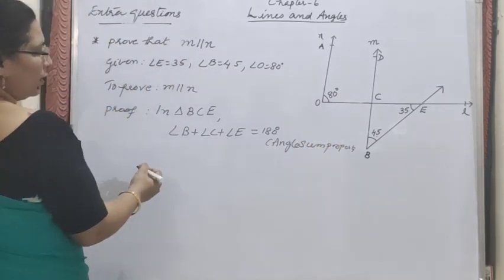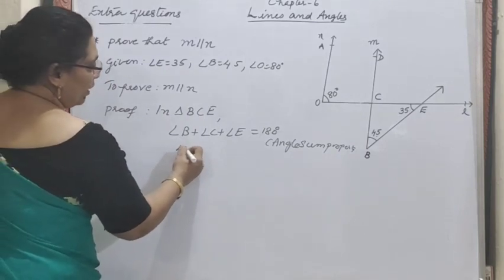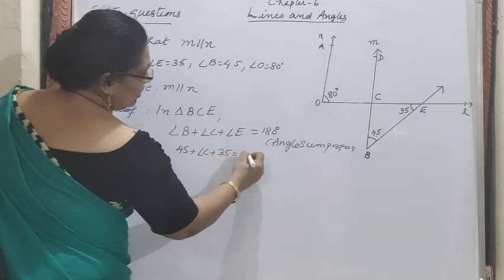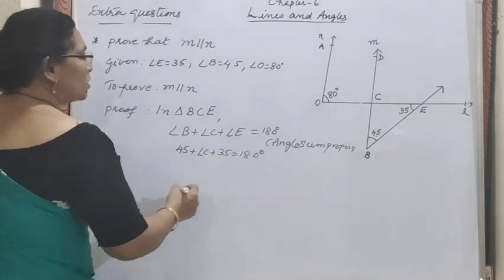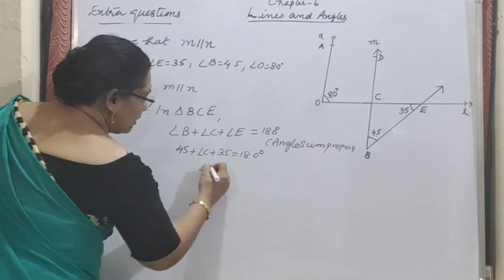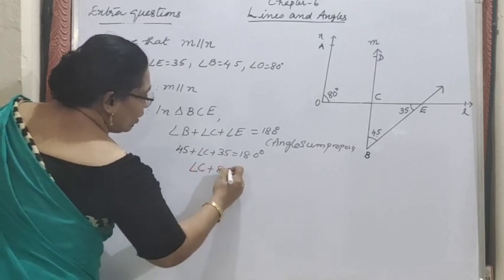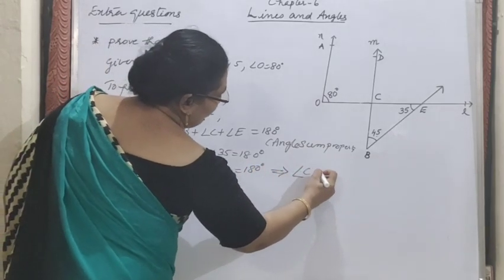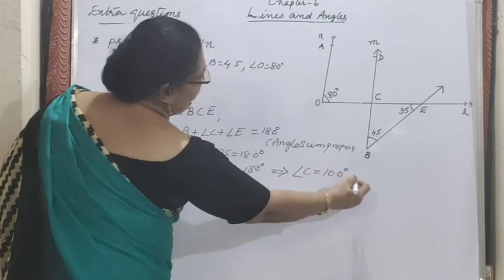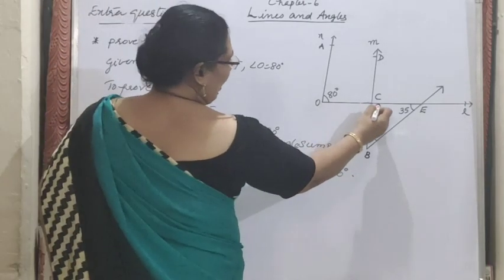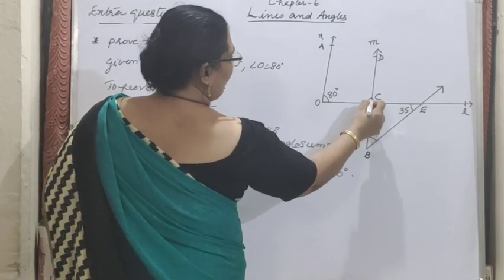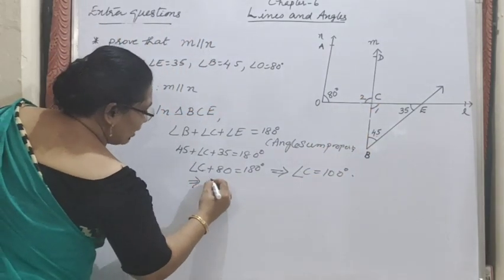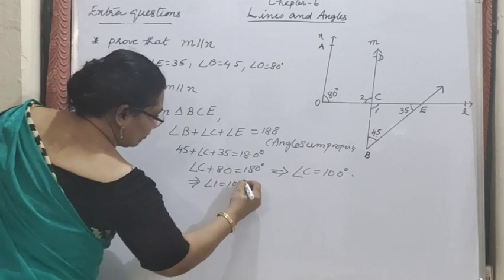Substitute the values B and E there. Then 45 here plus angle C plus angle is 35, it is equal to 180 degree. So angle C plus 80 equal to 180 degree. Therefore angle C equal to 100 degree. That means I'll mark in the figure angle 1 and here angle 2, right? So angle C implies angle 1 equal to 100 degree.